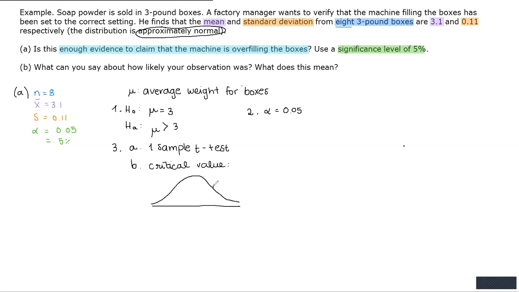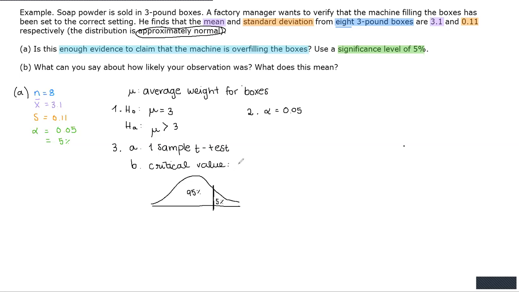So my value should look something like this. It should be the boundary that separates this top certain percent from the bottom another certain percent. Now, what percentages are here? That depends on the level of significance, right? So if my level of significance is 5%, that means that I will conclude that the extreme is extreme if it's in the top 5%, right? So here we'll have that this is 95%.